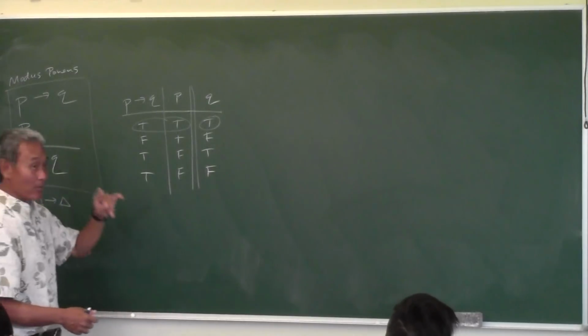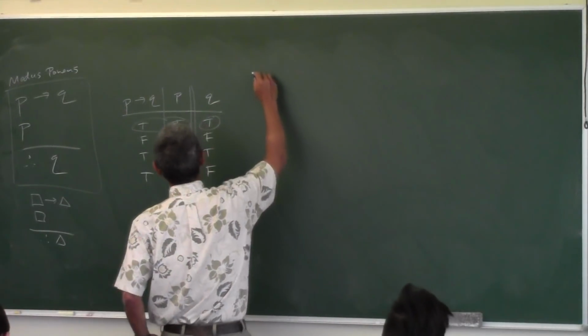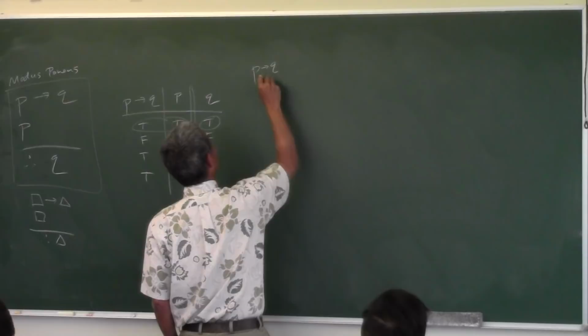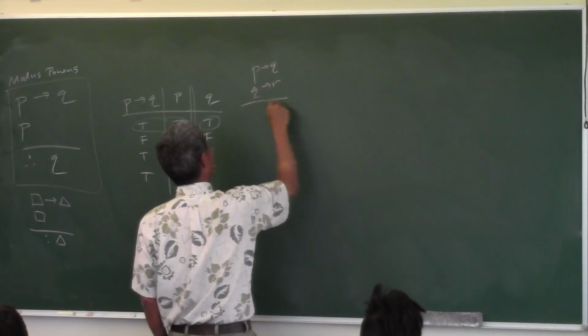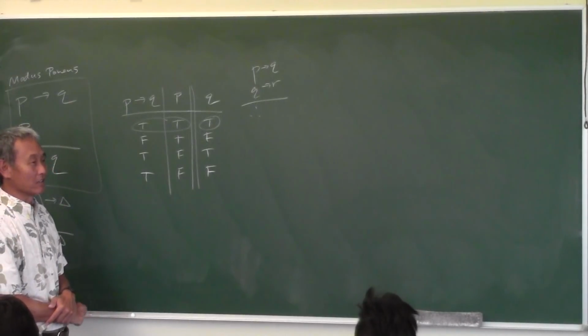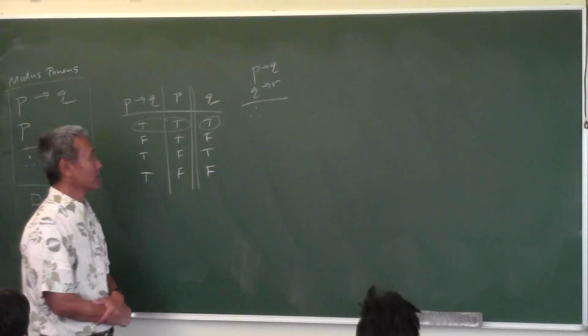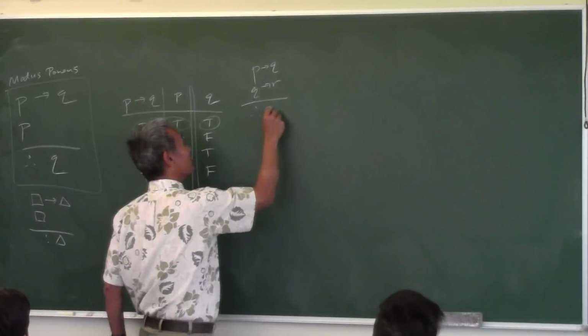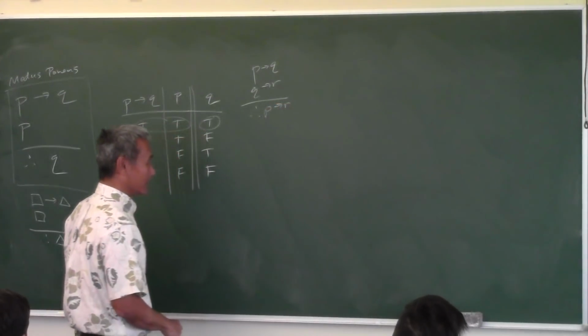Okay, let's do it. The second most famous argument in logic. P implies Q. Q implies R. Therefore, okay, using your common sense, what do you think a logical conclusion would be? P implies R.